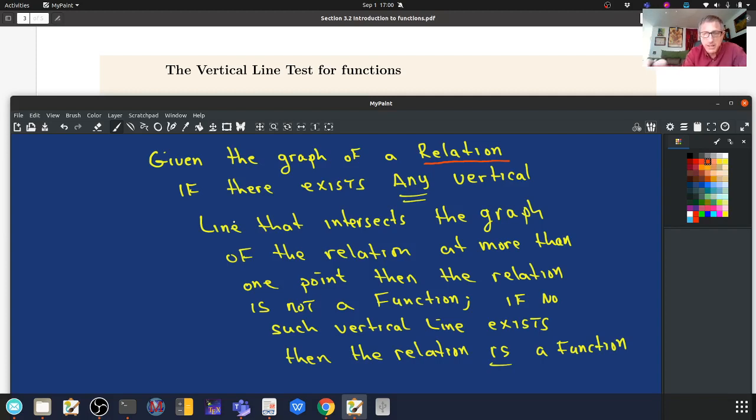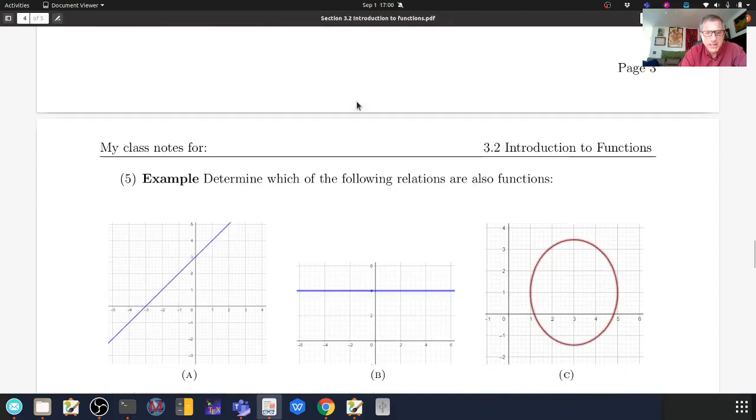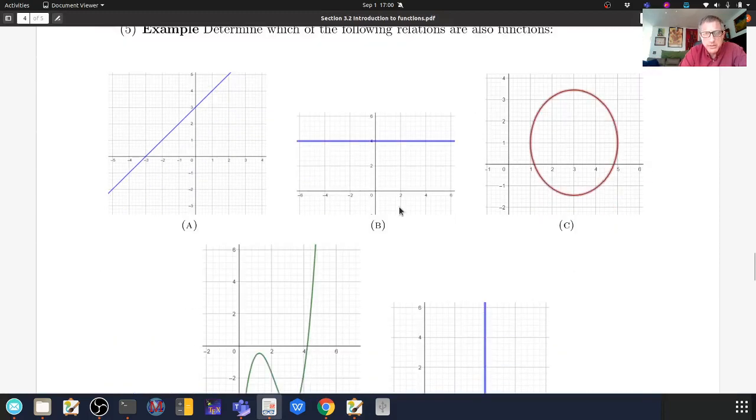So just in case I misspoke there: given the graph of any relation, all I have to do is find one vertical line that intersects the graph of the relation at more than one point, then that relation is not a function. If no such vertical line exists, period, then the relation is a function. So it's kind of nice. We have a visual test. We don't have to do any algebra. This is the one question almost every student gets.